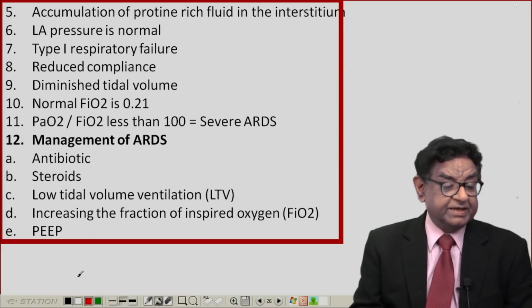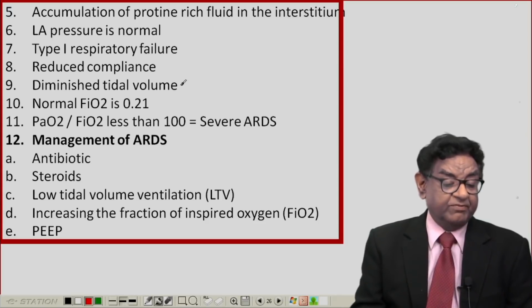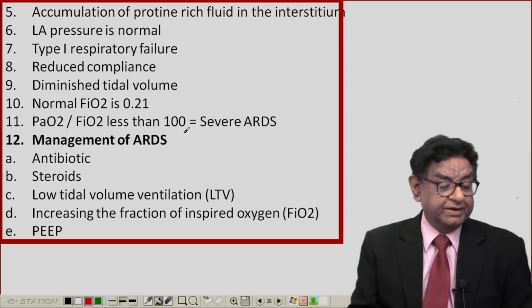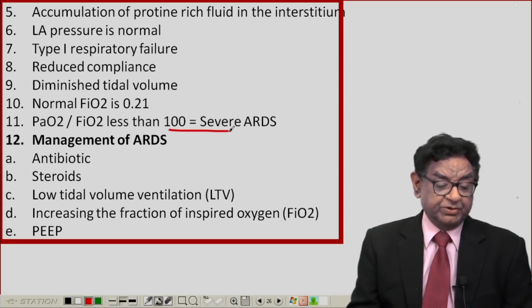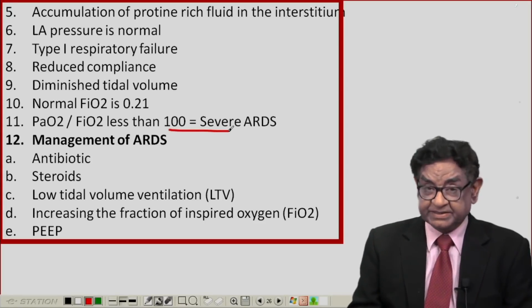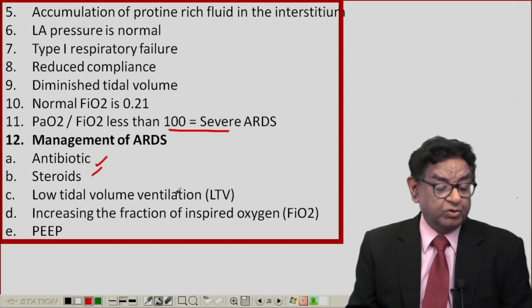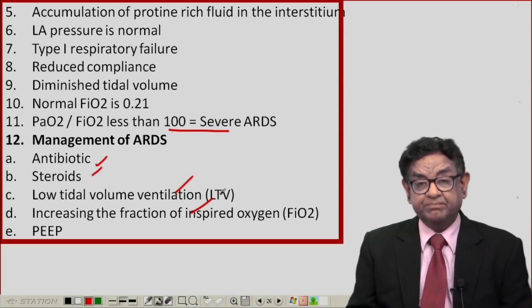Type 1 respiratory failure is there, with reduced compliance and diminished tidal volume. Normal FiO2 is 0.21, and in this case, when the ratio is less than 100, it indicates severe ARDS. Management is antibiotics, steroids, low tidal volume ventilation, increased FiO2, and PEEP has to be given.